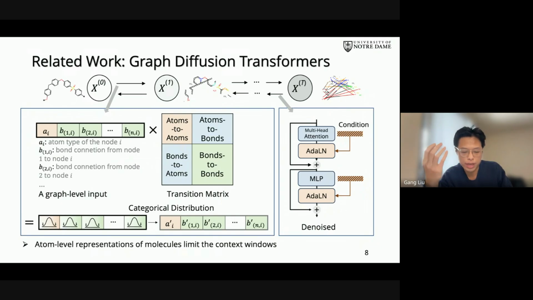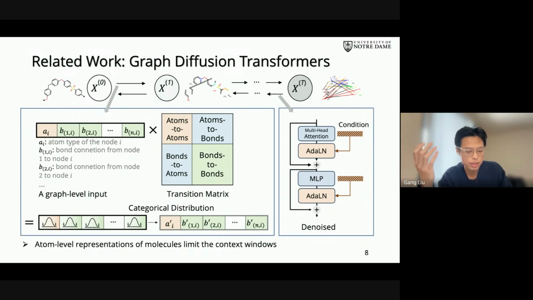Graph diffusion transformers, or Graph DiT, are built on a discrete diffusion process for molecules. In the forward process, it defines a transition matrix to perturb the molecular structures based on the joint distribution of atoms and bonds. The atom and bond features in the molecule are concatenated in a vector as a graph level input. So it's compatible with the transition matrix. By multiplying the transition matrix with the graph level input, you can use categorical sampling to get the noisy atom types and bond types.